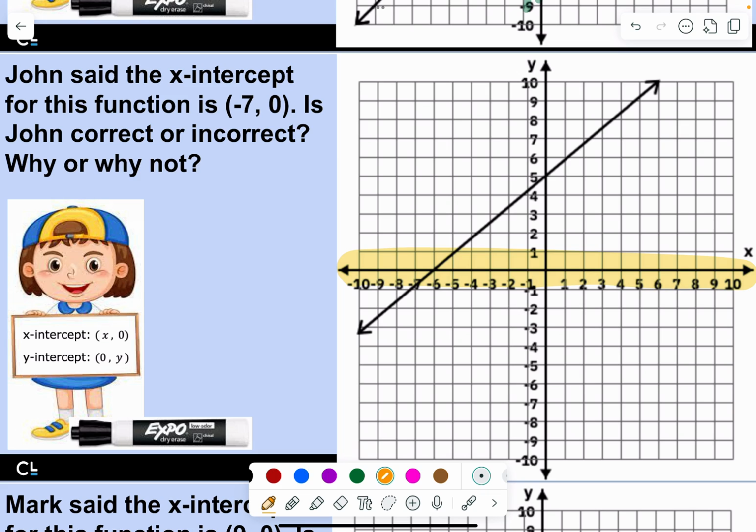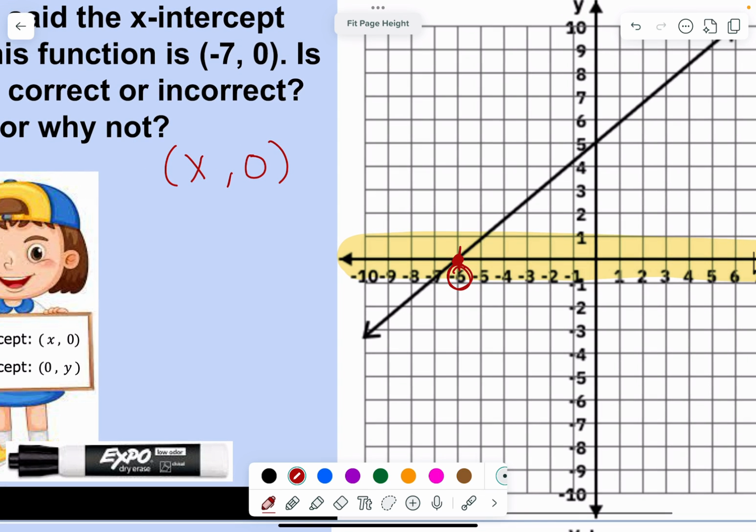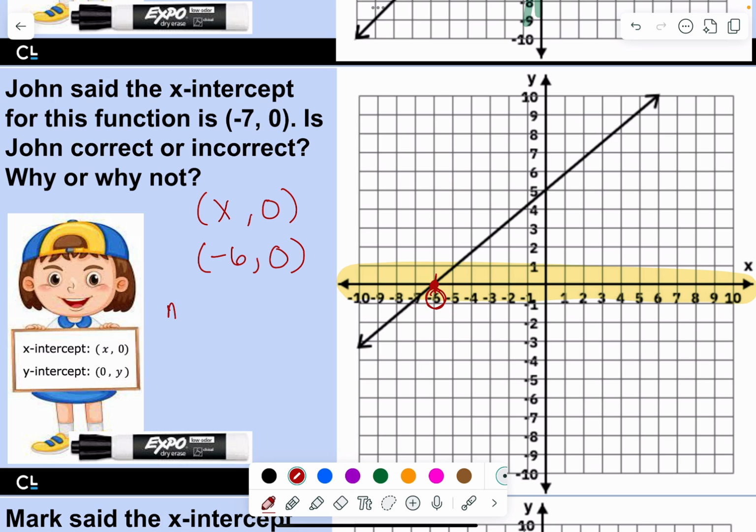If we look at this right here, we know my x-intercept is always going to be x, comma, 0. So right here, I'm looking at where this line touches this line. Not where it touches the numbers, but where the lines intersect. So right here, they would intersect, and that number is -6. So my answer should be (-6, 0). That means John is incorrect. So my answer should have been -6, 0, not this.